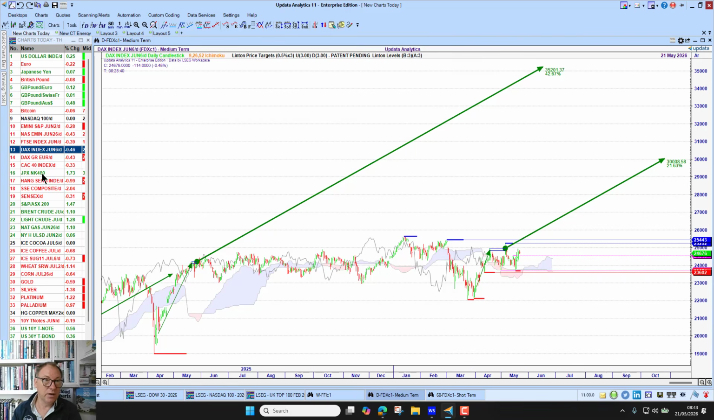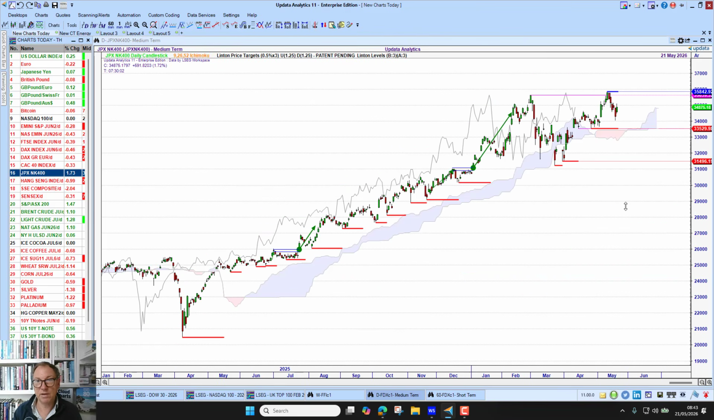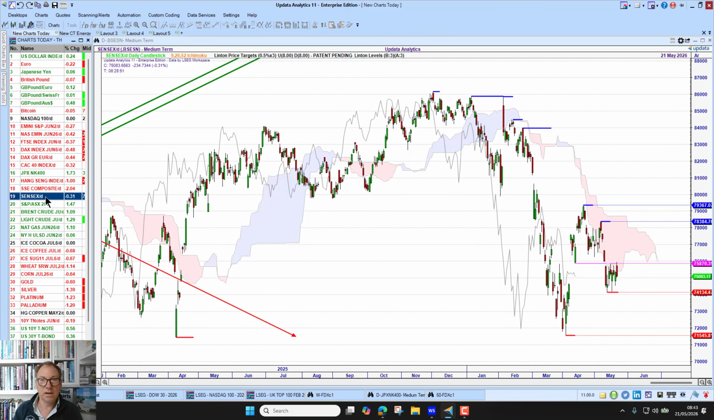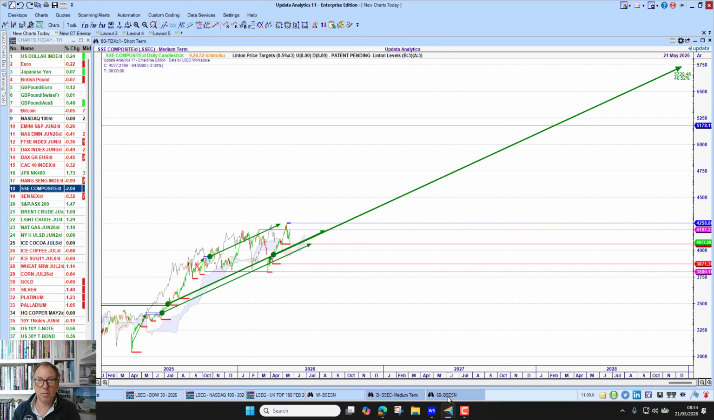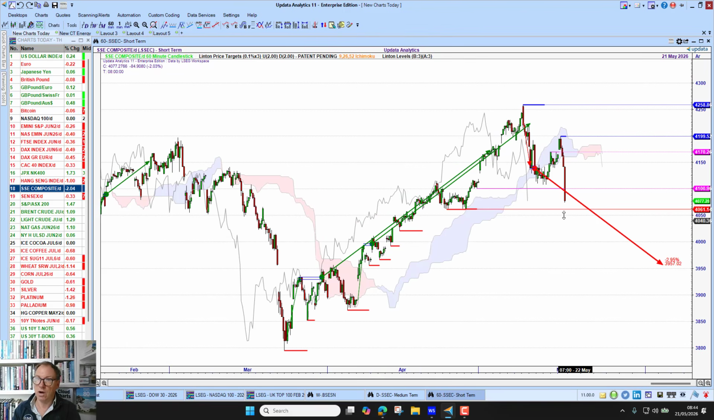Looking at Asia, we had Japan actually up 1.7%, so that's looking a little bit better. Some respite there, both on bond yields and on the currency. The Sensex still looks pretty grim, and if we look at the Chinese market, we've had a pullback there, which is showing on that 60-minute chart, lower high, lower low.